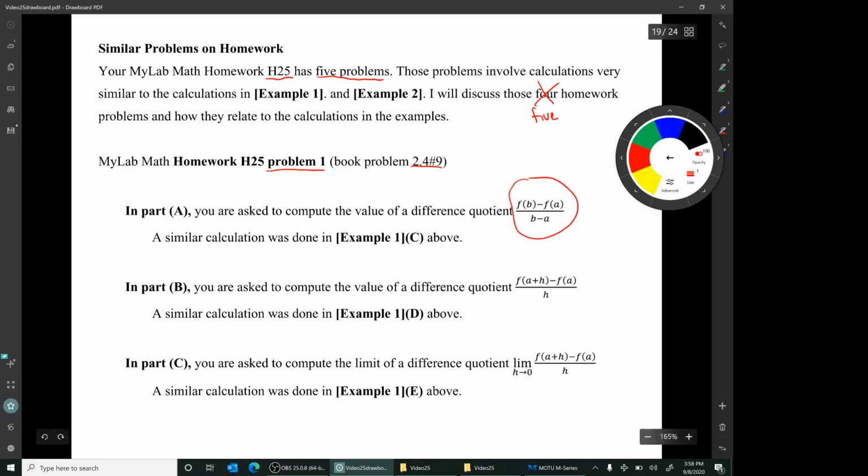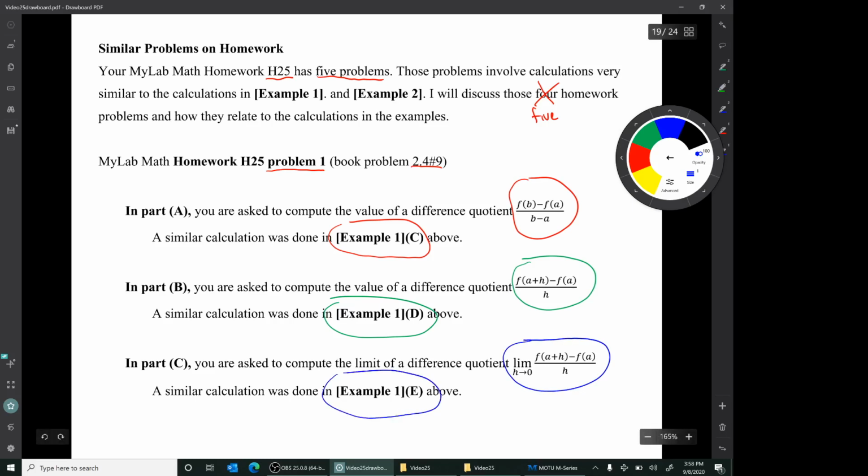Well, a very similar calculation was done in example 1C. In part B of problem 1, you're asked to compute a difference quotient involving the letter h. Well, we did one of those in example 1D. And in question 1C on the homework, you're asked to compute the limit of one of those expressions. Well, we did that in example 1E above.